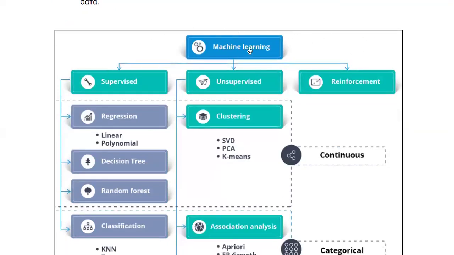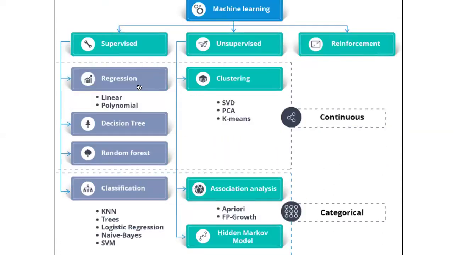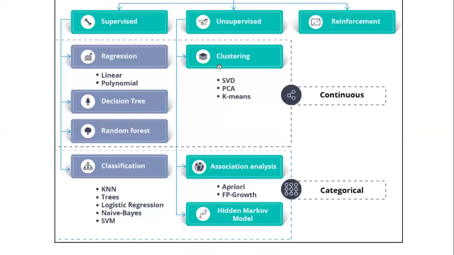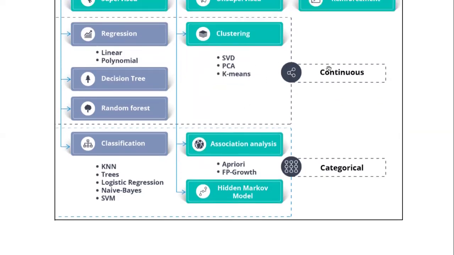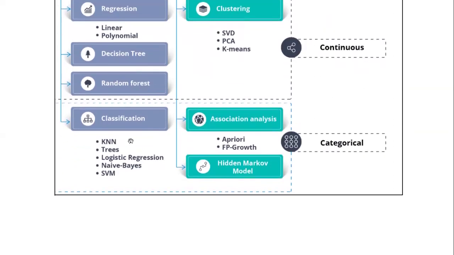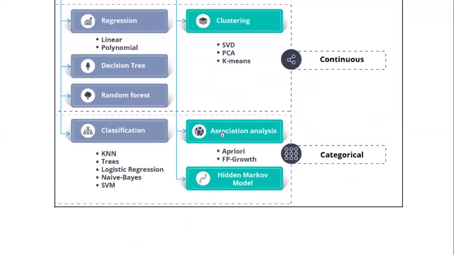See, this is the whole diagram. Machine learning: supervised, unsupervised, reinforcement. Regression: linear, polynomial, right? Then clustering. In the case of clustering, we have K-means, a very famous one. Then PCA, SVD, right? These are continuous, meaning numerical values are associated. Then decision tree, random forest, they also fall under supervised. And in the case of classification, apart from regression, what do we have? We have KNN, trees, logistic regression, naive Bayes, SVM. Then again, in unsupervised, we have association analysis like the Apriori algorithm, FP-growth, hidden Markov model, and they can also work in categorical cases.